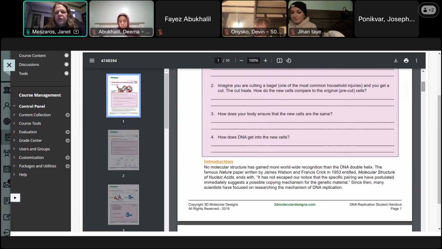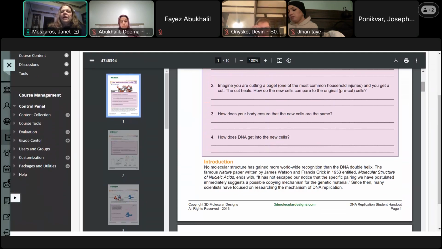All right, so introduction. No molecular structure has gained more worldwide recognition than the DNA double helix. So you know that's the structure. A double helix looks like a twisted ladder. The famous Nature paper written by James Watson and Francis Crick in 1953, entitled Molecular Structure of Nucleic Acid, ends with, it has not escaped our notice that the specific pairing we have postulated immediately suggests a possible copying mechanism for the genetic material. Since then, many scientists have focused on researching the mechanism of DNA replication.